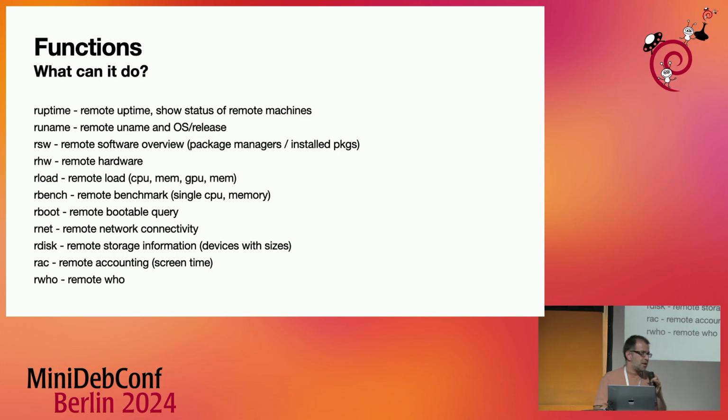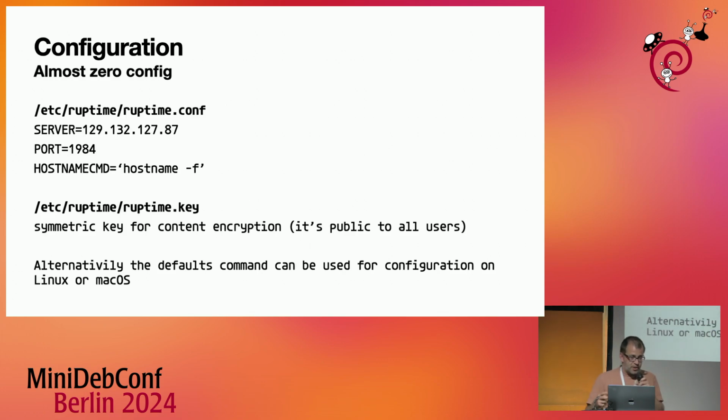If you have a fleet of computers and you need to sort out the old ones, remote hardware shows you the age of the machine by year, and you can sort them out. The configuration is really easy. You set up a server, port, and the command for host name, and it's the fully qualified domain name, so you know where the host is and so on.